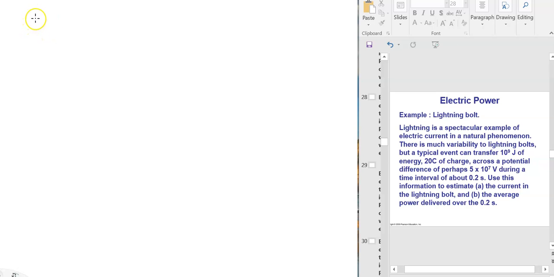Okay, so what do we do? Current, we know, is charge over time. In this case, 20 coulombs in 0.2 seconds. So about 100 coulombs per second, or 100 amperes.